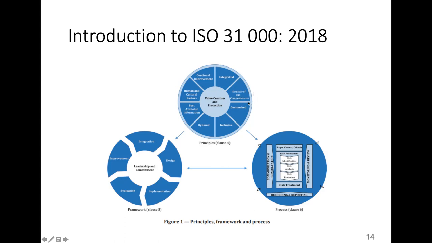It's a structured process. It's customized, so you don't have to do it like someone else did it. You do it as suits you. It's dynamic. Risk can change. If a business changes, risk changes, so you do it again. You use the best available information you might have, and you continually improve. So always thinking, okay, have we got this right? Do we want to do it again? Our last point is it's integrated.